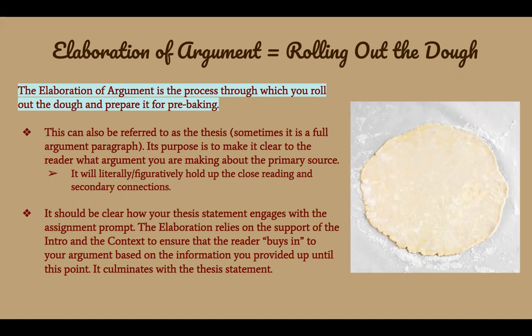So the elaboration of argument can also be referred to as the thesis. Sometimes it's a full argument paragraph, right? But its purpose is to make it clear to the reader what argument you are making about the primary source. It will literally and figuratively hold up the close reading and secondary connections. So we understand then that the function of the introductory section is about getting us started with the pie that's being baked, but it ultimately needs to build to this elaboration of argument, right? It needs to build to the presentation of this thesis crust that your paper really hinges on.